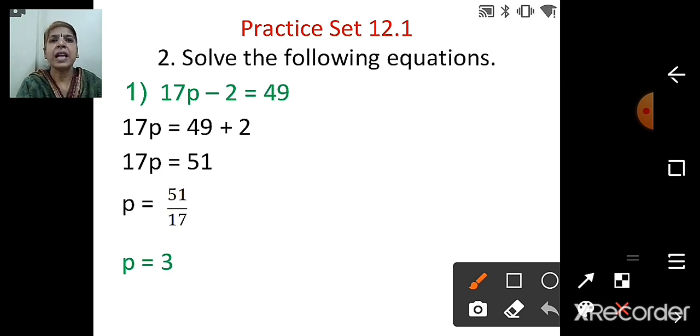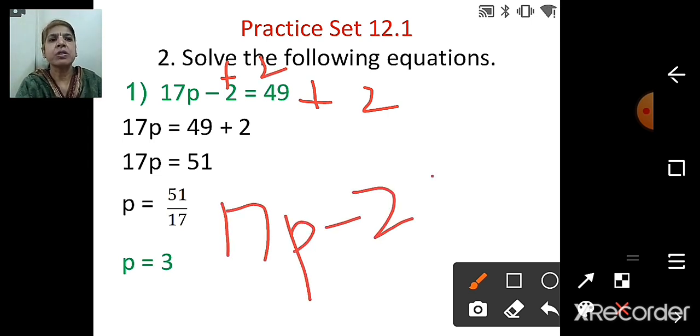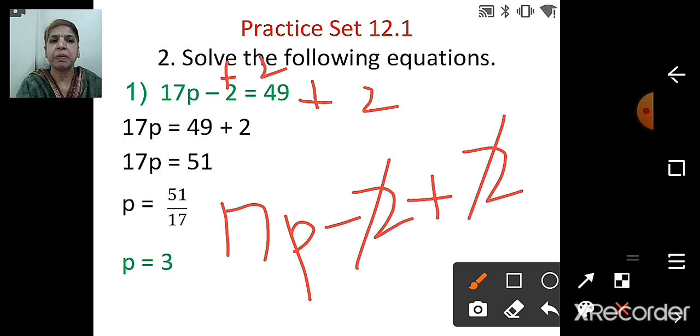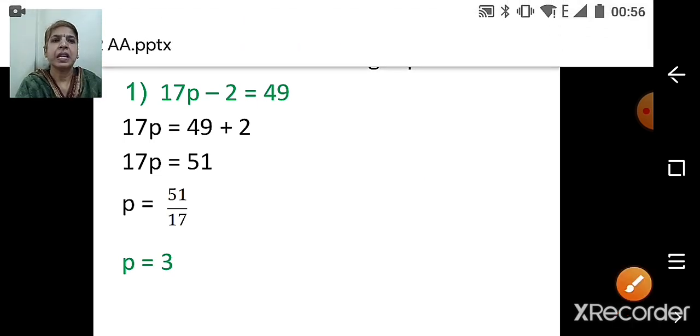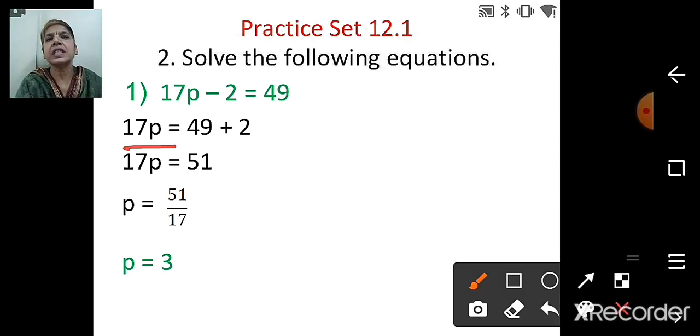So when you add 2 on both the sides, what will become? 49 plus 2, and this side it will become 17p minus 2 plus 2. It is like this. So minus 2 plus 2 has become 0. And what is remaining is 17p. So keep in mind how we have got 17p is equal to 49 plus 2.